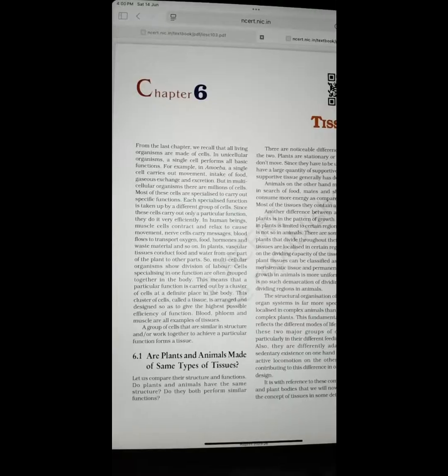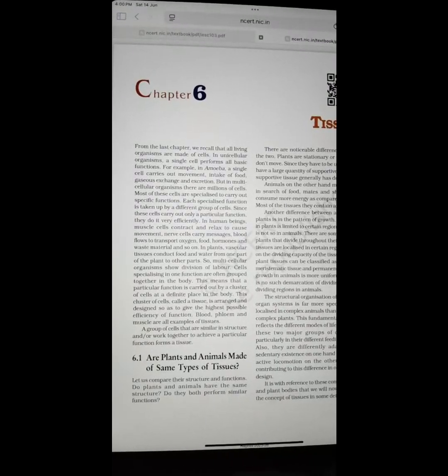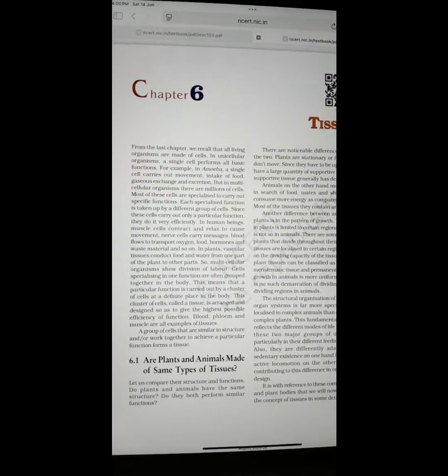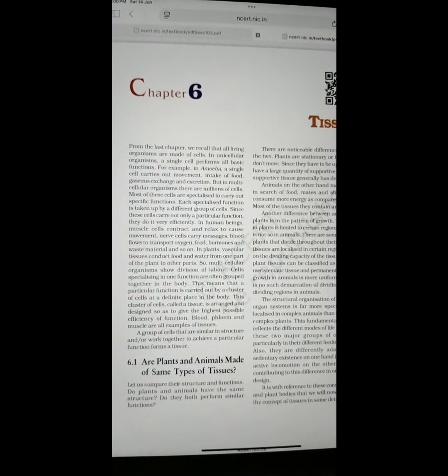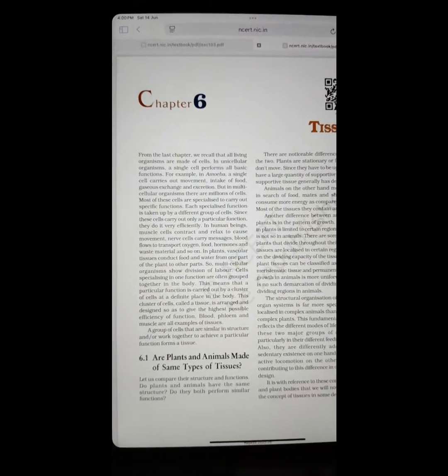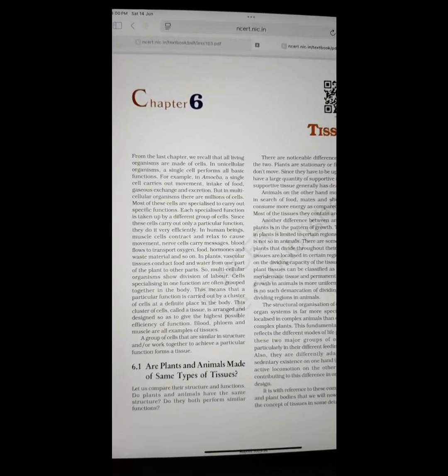But in multicellular organisms, there are millions of cells. Most of these cells are specialized to carry out specific functions. Each specialized function is taken up by a different group of cells. Since these cells carry out only a particular function, they do it very efficiently.